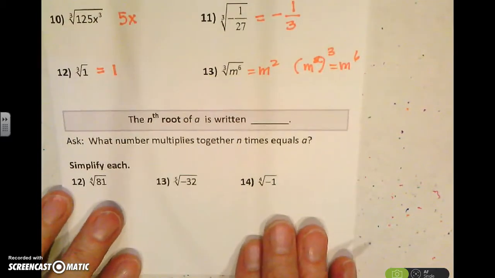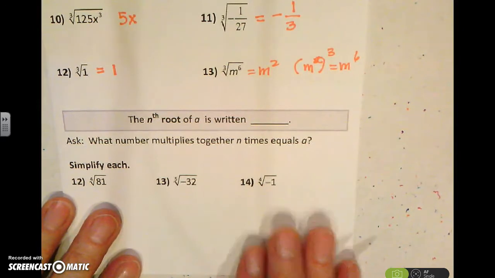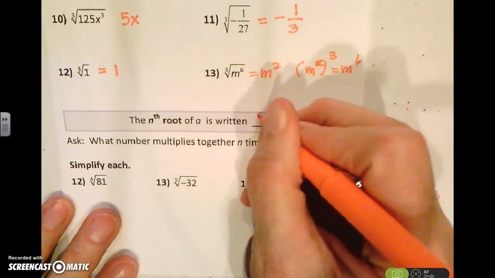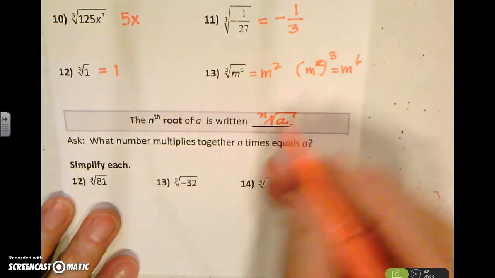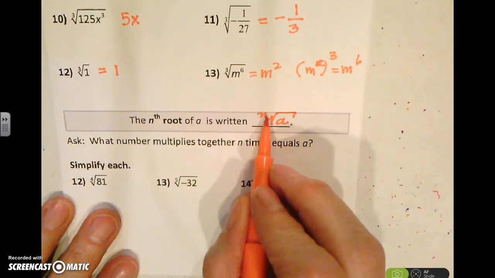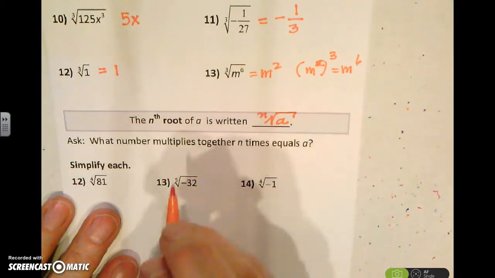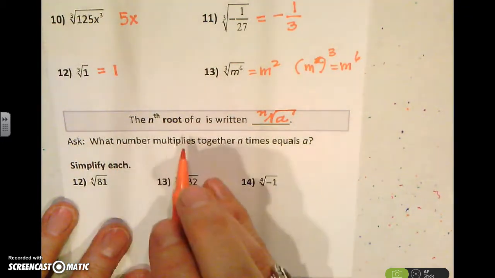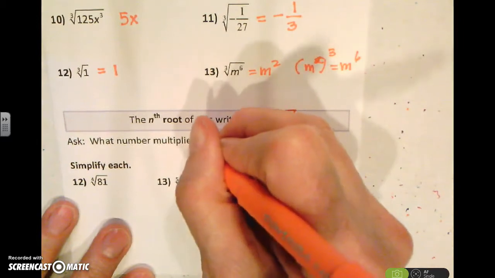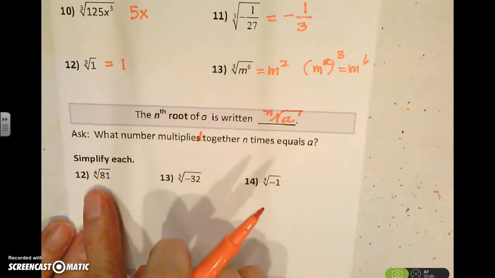And one last section in here, we can take it even further and say that the nth root of a is written this way. Nth root of a, and I have a little index here of n, which could be a 4 or 5 or 6 or 7 or 8, anything right there. So what we're going to do is ask ourselves what number, multiplied together n times, equals a. All right, so let's take a look at this.